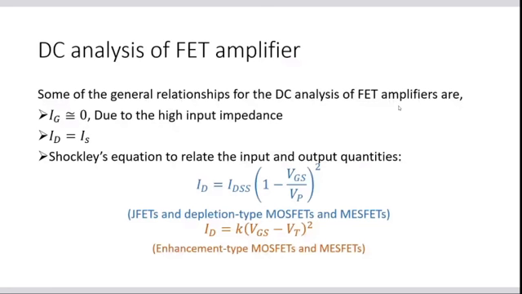This Shockley's equation we have discussed is for the JFET, the depletion type MOSFET and MESFETs. Whereas for the enhancement type MOSFETs and MESFETs, the ID is different, where K is a constant, VGS is the gate to source voltage as usual, and VT is the threshold voltage. There is a square in both. Remember that, and we will move on to the next slide. This equation plays a key role throughout this discussion, so just remember that.